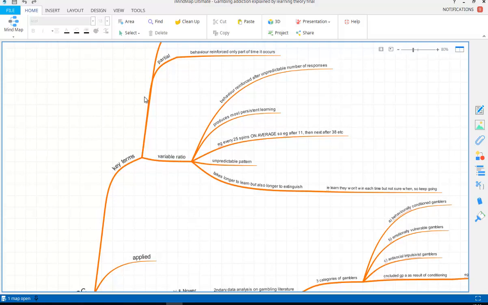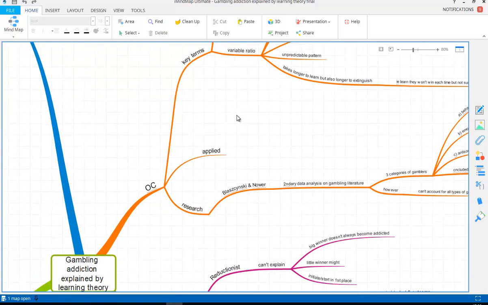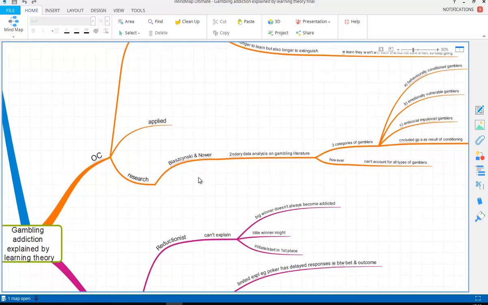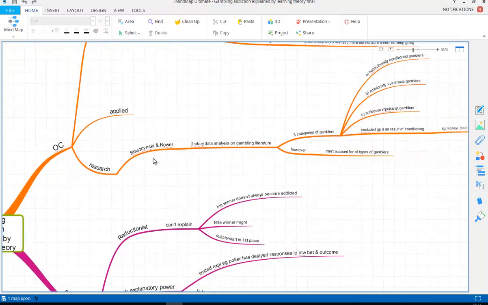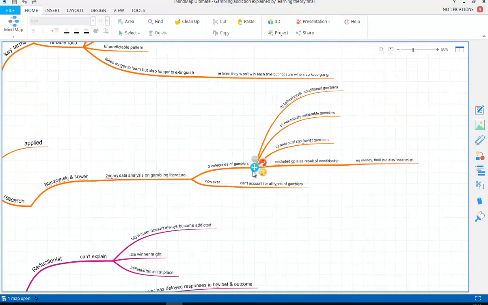Okay, so variable ratio is important in terms of gambling. If we have a look at the research on this, so we have, for example, Blaszczynski and Nower. They looked at secondary data, so basically they were analysing gambling literature. And what they decided was that there were three categories of gamblers, right? Those who were behaviourally conditioned, those who were emotionally vulnerable, and those who were antisocial impulsive gamblers.